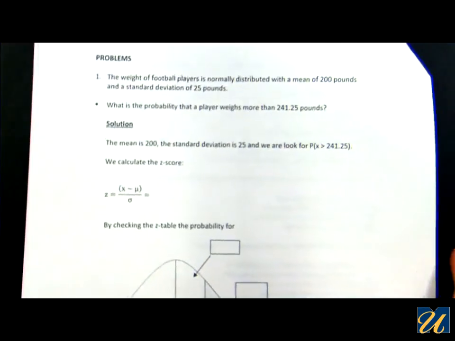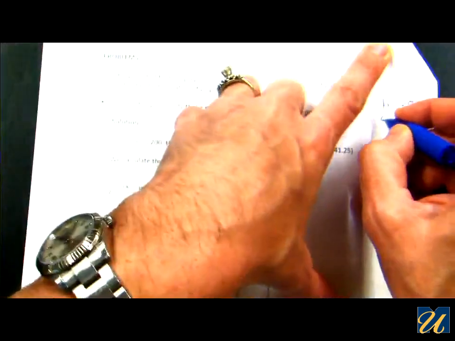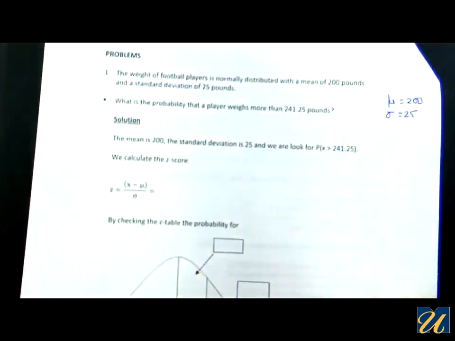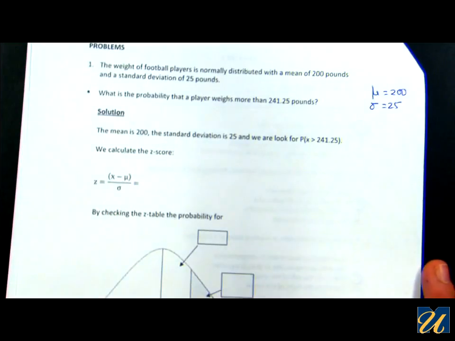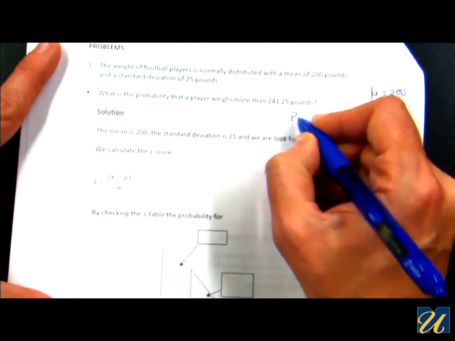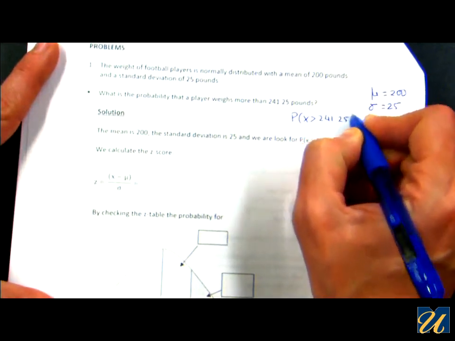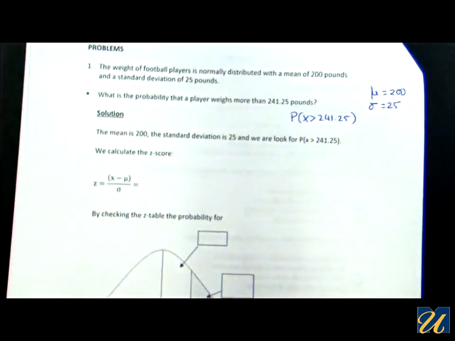Let's start with the problems. The weight of football players is normally distributed with a mean of 200 pounds and a standard deviation of 25. So mu is equal to 200, sigma is equal to 25. I'm looking for the probability that a player weighs more than 241.25 pounds. This is the probability I'm looking for.